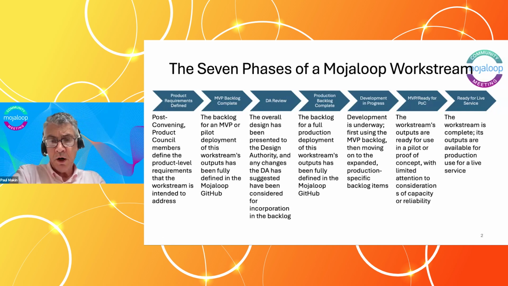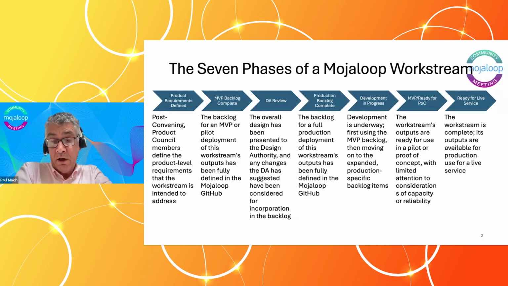Development is underway, is an element of the workstream that goes right the way through. It first uses the MVP backlog, and then once that has reached a certain level of completion, it moves on to the expanded production-specific backlog items. And then at some point, the workstream's outputs are ready for use in a pilot or proof of concept, with limited attention to considerations of capacity or reliability.